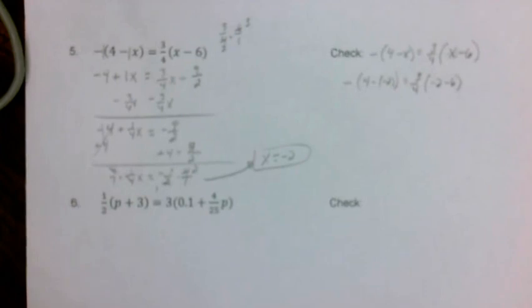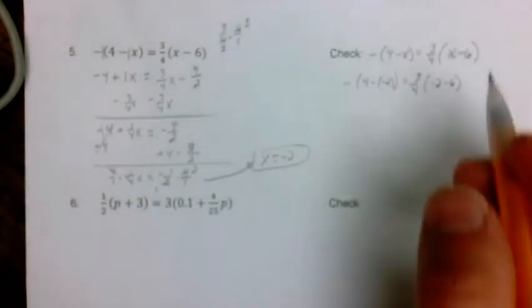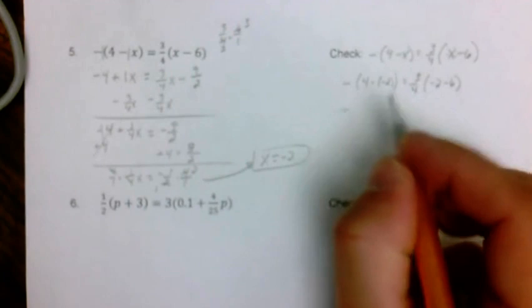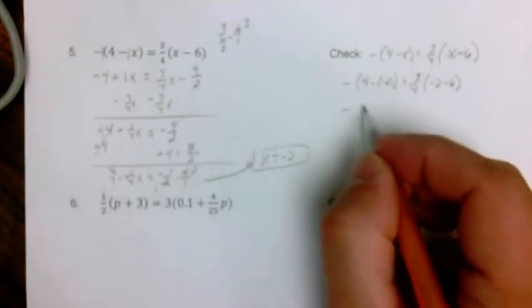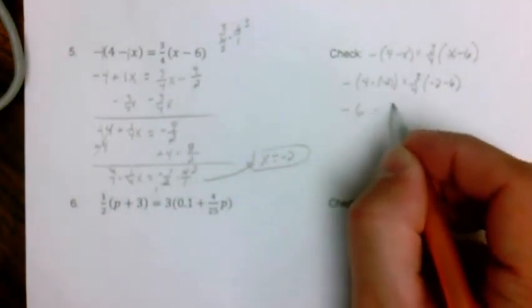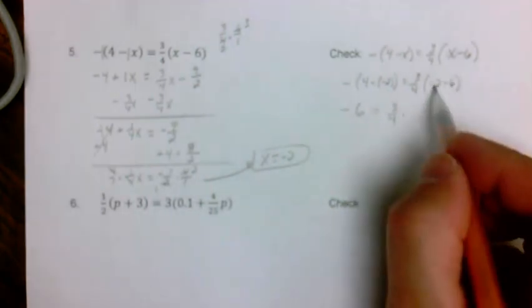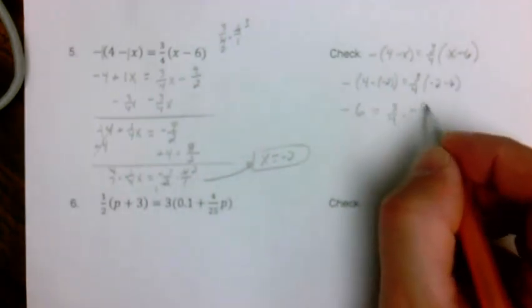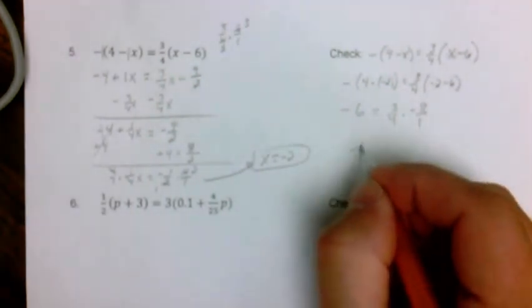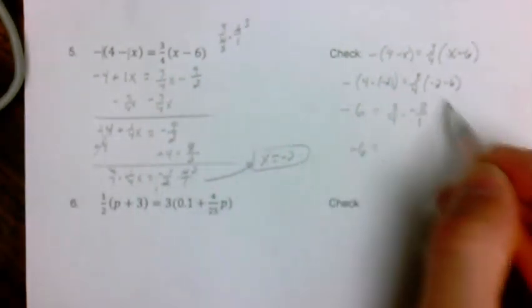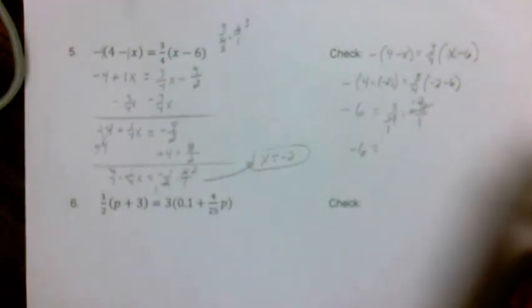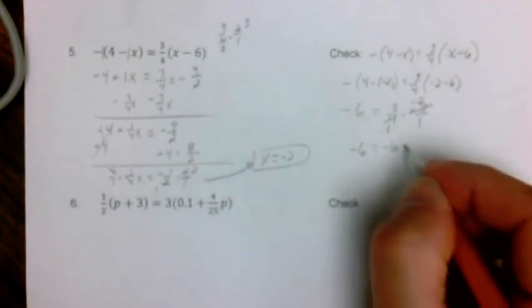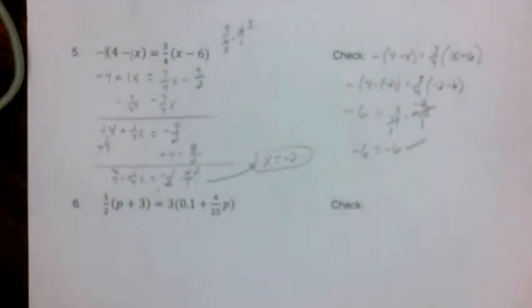And now when we go ahead and look at the left-hand side, we're going to have negative 4 minus -2, which is the same as 4 plus +2, and 4 plus 2 is 6. So this is just -6 equals 3/4 times -2 minus 6, which is -8. And so we have -6 on the left. When we simplify here on the right, 4 goes into itself once, -8 becomes -2. 3 times -2 is -6, so the check works out, and x is -2.